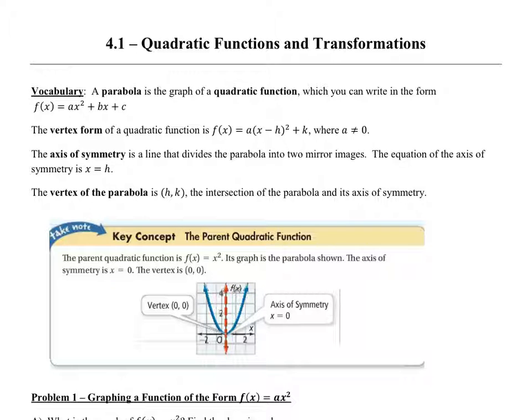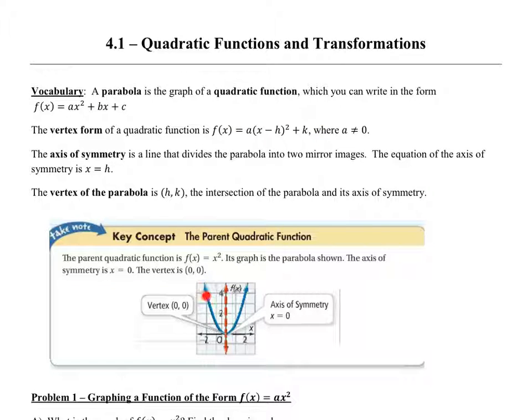So we cannot graph it the same way that we did our absolute values. But in this parabola, this is the equation that looks like vertex form. This is the equation that looks like standard form. We can write them both ways. This one's easier to graph from.